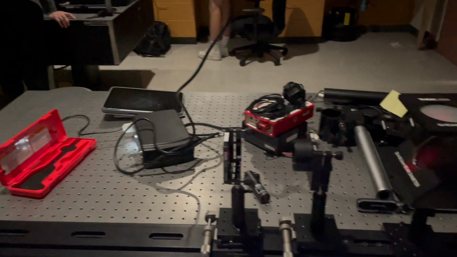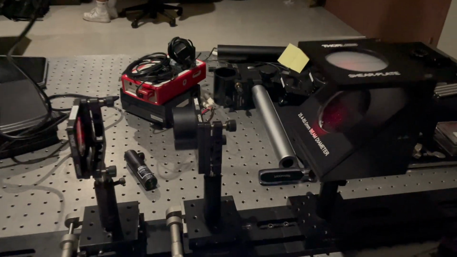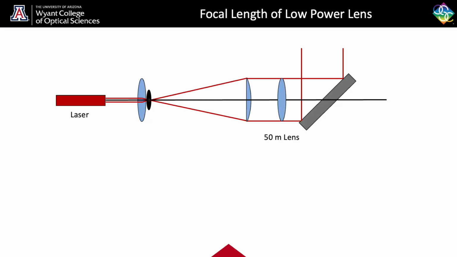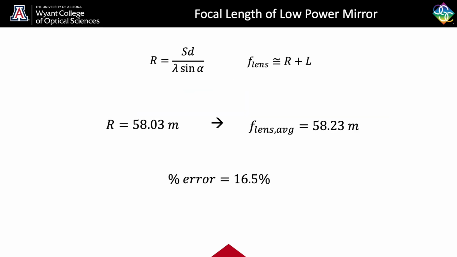We can validate the focal length of a low-power positive lens by placing it before the shear plate and making the same measurements on the shear plate viewing screen. We use the same measurement and calculation procedure to calculate the focal length of the low-power lens to be 58.23 meters. Compared to the known focal length of 50 meters, this gives us an error of 16.5%.